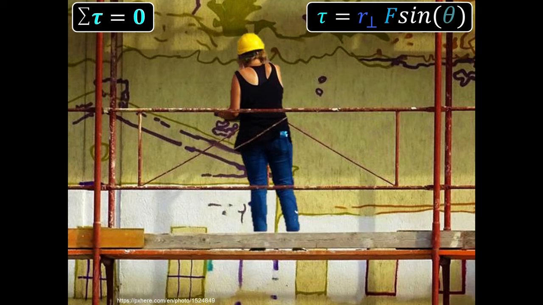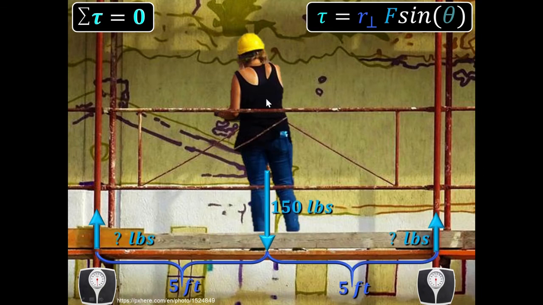Well, here's the typical problem here. Let's say we have this person painting a mural, and they're standing on this scaffolding. What we want to do is figure out how much force this board puts on that little bar right there and how much it puts on that little bar right there. Remember, we have two conditions of equilibrium. But if this person weighs 150 pounds and they're standing right in the middle, we are going to say that the board is 10 feet across, so 5 feet from this side and 5 feet from that side.